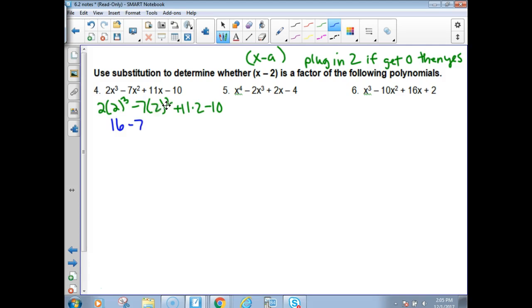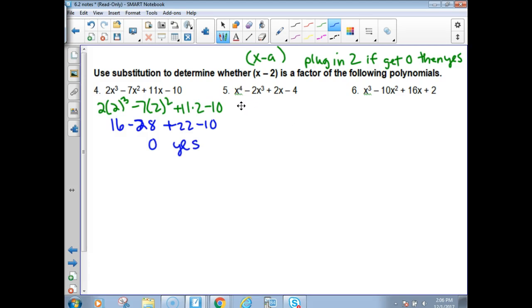Minus 7 times 2 to the second is 4, so that'd be minus 28. Plus 11 times 2 is 22, and then minus 10. That would be, let's see, 12, 4, that's going to come to 0, right? You get 0 when you type that in. Since you get 0, yes, x minus 2 would be a factor of the polynomial.